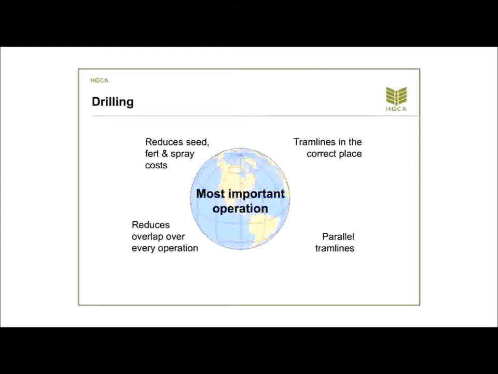And the whole thing reduces the amount of overlap on every single operation. And importantly, over time, it will certainly reduce your seed cost straight away. But as you get to know the field size and they become more accurately measured through GPS technology, you'll find that you're putting less fertiliser and less spray as the years unfold. It may not happen at day one because you're going to put the same spray as you always have done for that field, but then you'll realise you're probably using slightly more than you were, or slightly less than you used to.